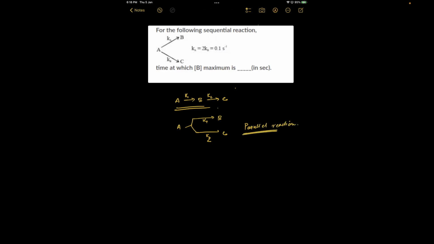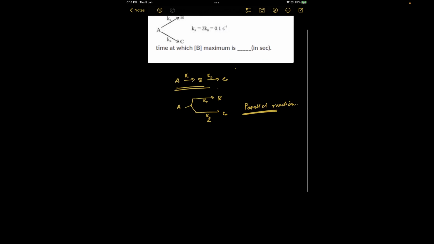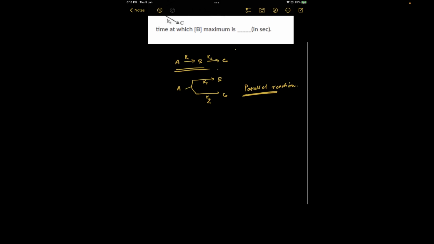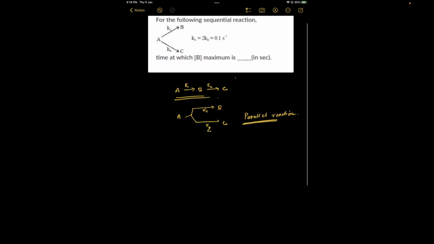So for the following reaction, A to B with rate constants, let's say Ka and Kb, find the time at which B is maximum. For parallel reaction, we have seen the plots, how the plots were. At which the B maxima is. Okay. This picture is wrong actually.